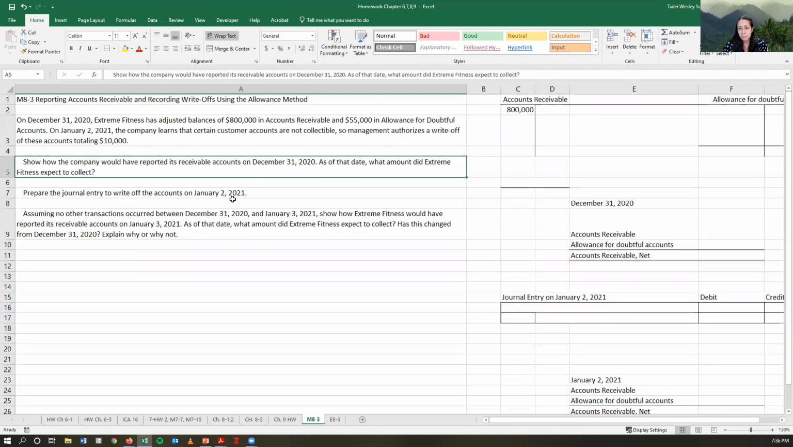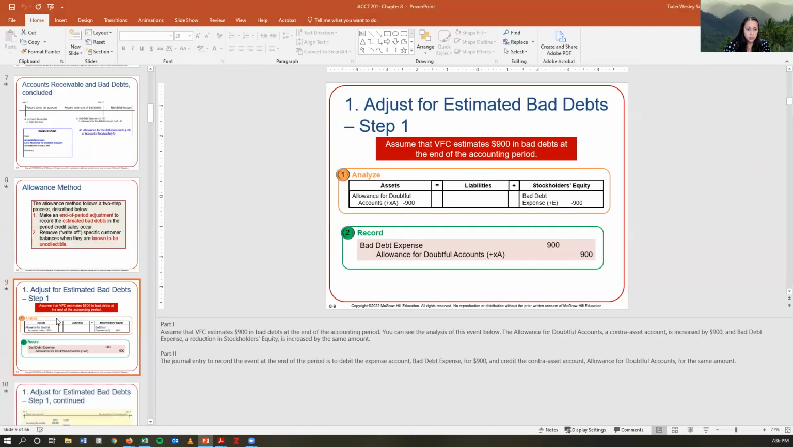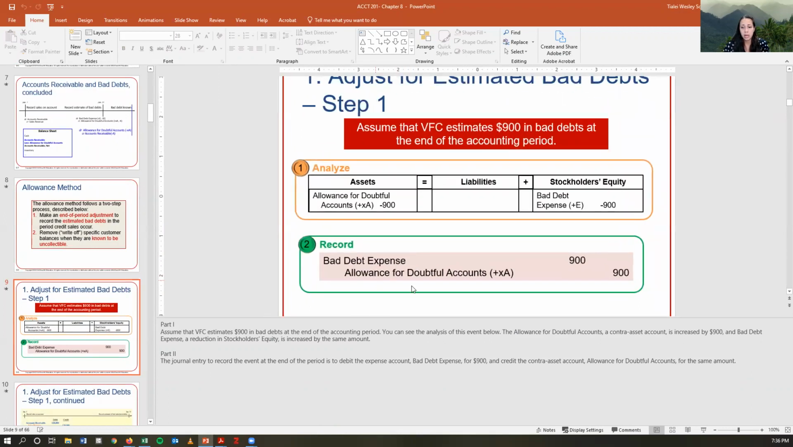Okay, so they've already set up this accounts receivable. They've made the sale as well as their allowance for doubtful accounts, which would be normally a debit to bad debt expense, credit allowance for doubtful accounts. So this is how you would first set up your allowance for doubtful accounts, which they've already done.